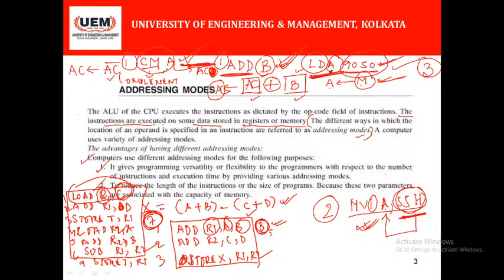If you are using LDA, the length of this instruction is 3 bytes. And if you are using CMA, the length of this instruction is 1 byte. If you are using MVI, then the length of the instruction is 2 bytes.